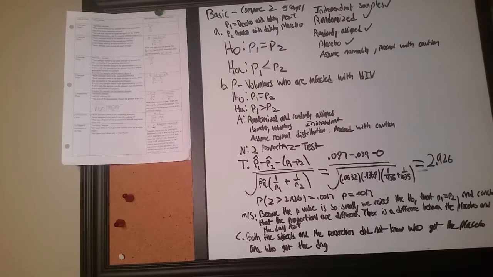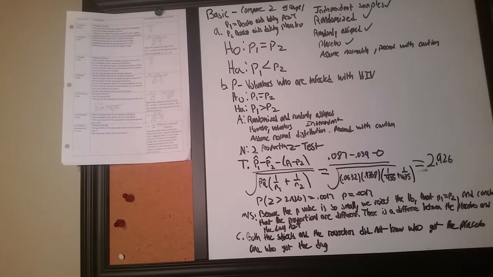And we can use a z-test because there are two independent samples. It was randomized, it was randomly assigned, and there's a placebo group, so we can assume normality and proceed with caution. However, there were volunteers, so that can cause some bias and potentially disrupt our data. Alright, so we can use the z-test. On to B.